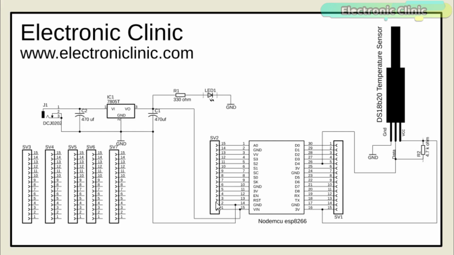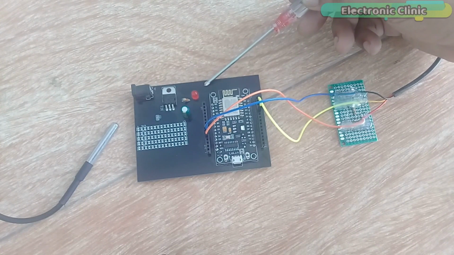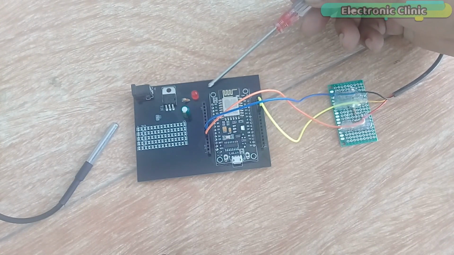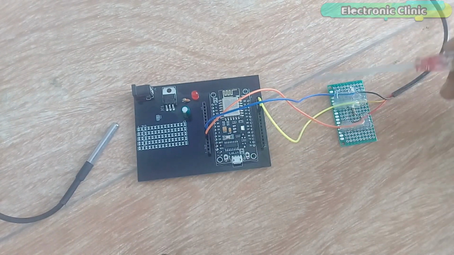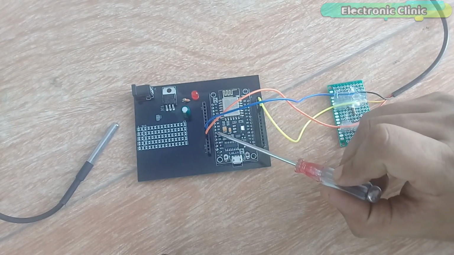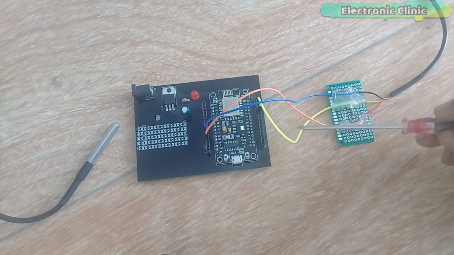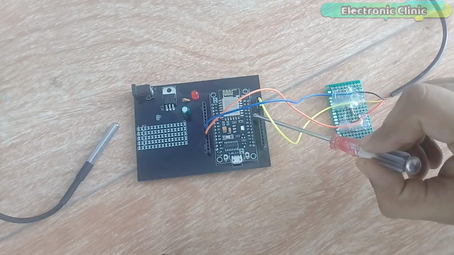SV1 and SV2 are the female headers. As you can see, a 4.7 kilo ohm resistor is connected between the VCC and data wire. You can also use a 10K resistor. The VCC is connected with 3.3 volts. The ground is connected with the NodeMCU ESP8266 module ground, while the data wire is connected with the digital pin D4 of the NodeMCU ESP8266 Wi-Fi module. This is the final circuit board. The PCB board file and schematic can be downloaded from my website. As you can see, the red wire, which is the VCC wire, is connected with the 3.3 volts. The ground wire of the DS18b20 temperature sensor is connected with the NodeMCU module ground, while the yellow wire, which is the data wire, is connected with the digital pin D4 of the NodeMCU module.